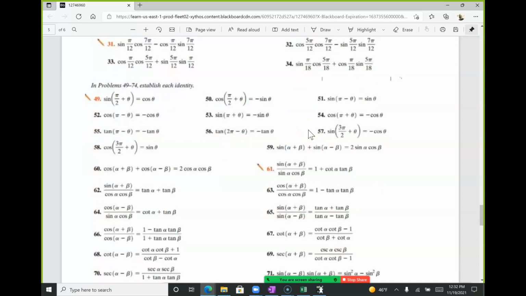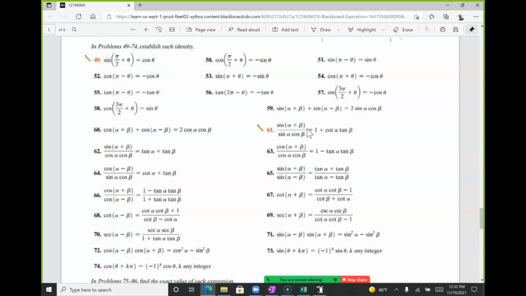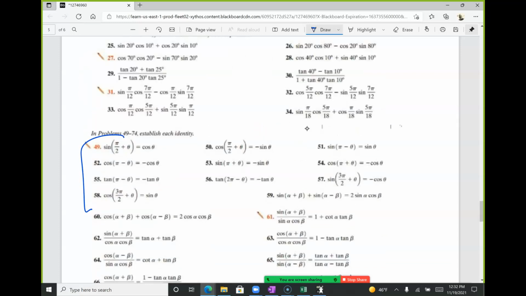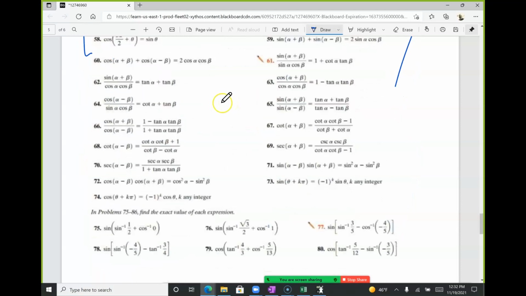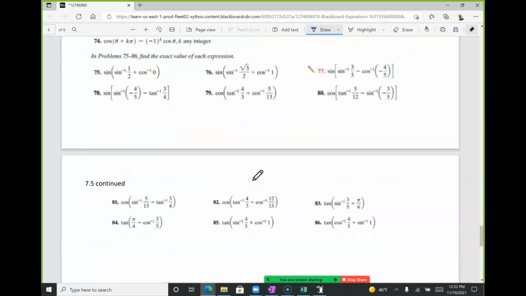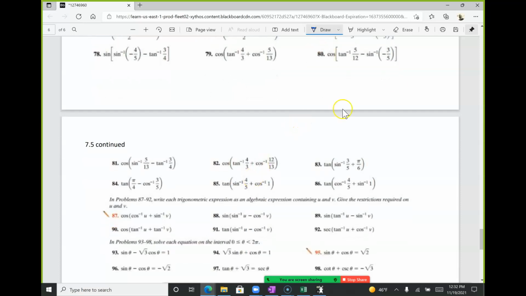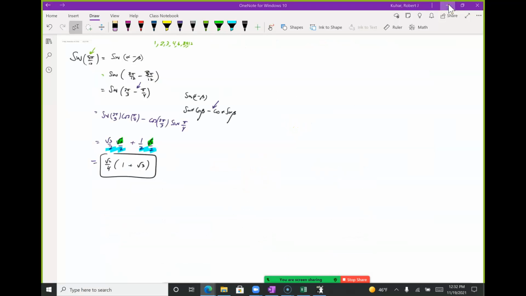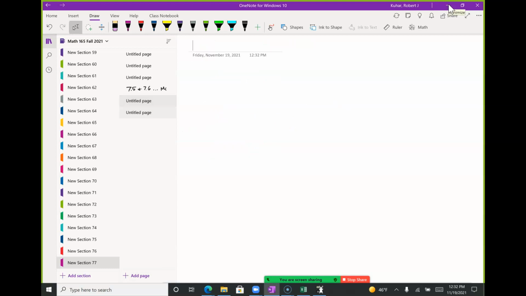There's some nice ones here. Establish the identity. Let me just give you one that's not on here, but these are all good to do, right? Like 7.3 again. Every time we learn a new identity, you should be able to prove identities. So let me do one like that, and then we'll jump down to 75 to 92.